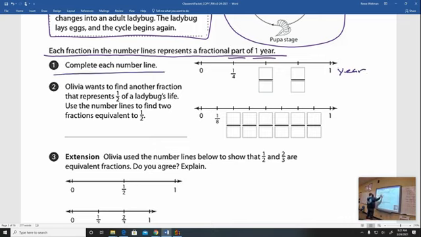Now, the first thing says, complete each number line. The second one says, Olivia wants to find another fraction that represents one half of the ladybug's life. Use the number lines to find two fractions that are equivalent to one half. So what are we doing here, guys? Savvas? Equivalent fractions. We are doing equivalent fractions. How many are we finding?